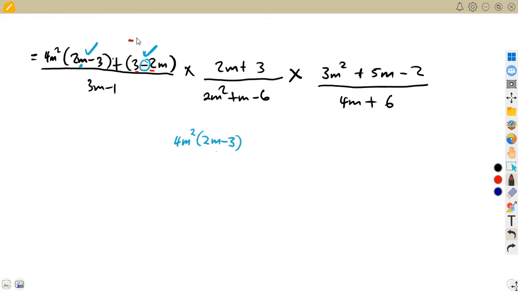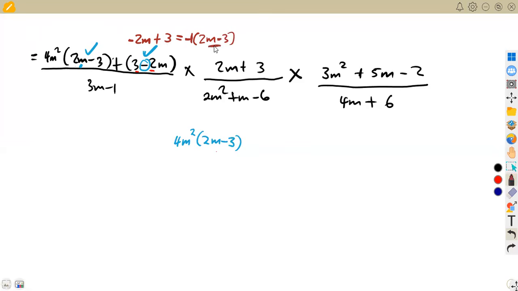If you rearrange, it was going to be minus 2m plus 3. Then what do you do from there? You factor out negative 1, so that this becomes a positive. So negative 2m divided by negative 1 becomes positive 2m. Then you divide 3 by negative 1. It gives you negative 3.